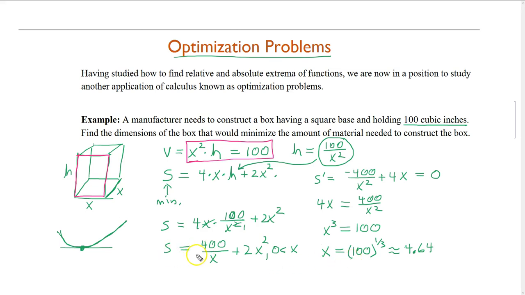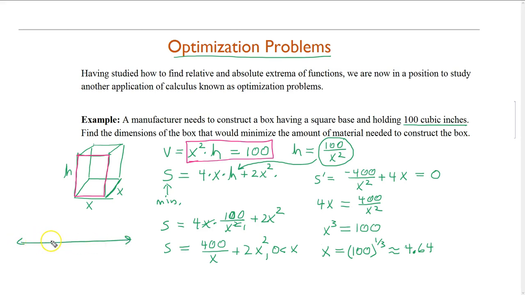Now technically you should check that this really is a minimum, because if you accidentally maximized it, that wouldn't be good. So just double checking that. You're not going to have to do that for every problem. I just mentioned it this one time. For all of these problems that we do, once we set our derivative equal to 0 and solve for our variable, that will be our solution. But technically we should check that this is a minimum.